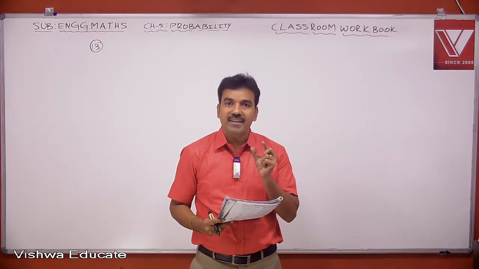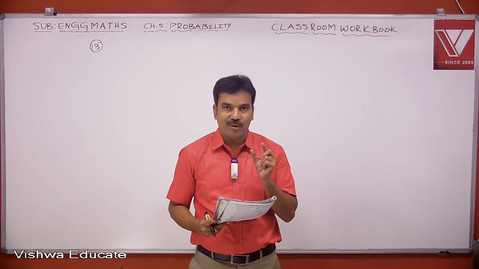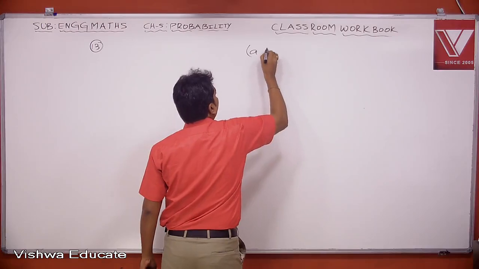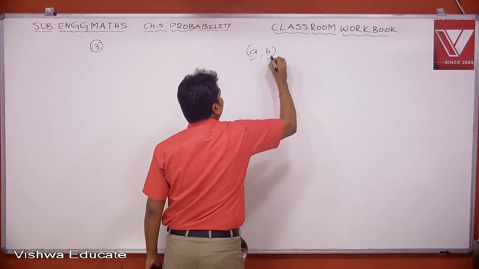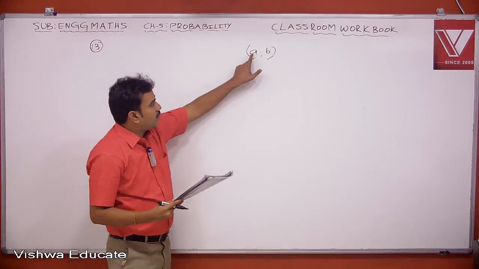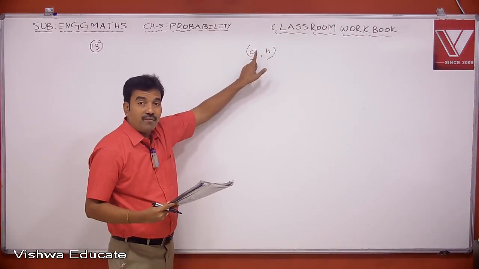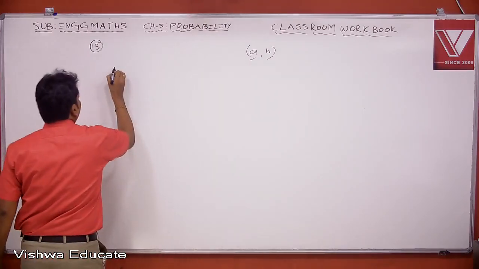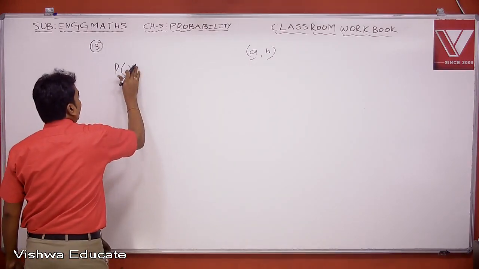Each outcome will be treated as a single ordered pair, right? So I can treat an outcome like this, A comma B. So this is the first outcome and this is the second outcome. So you need to add both the numbers. So the sum of A and B must exceed 8. Now let us see the probability that the sum exceeds 8.